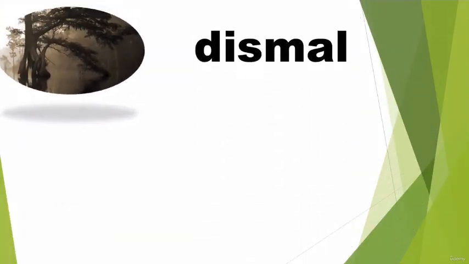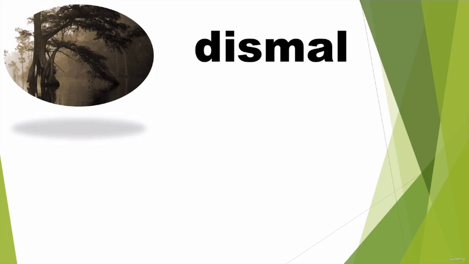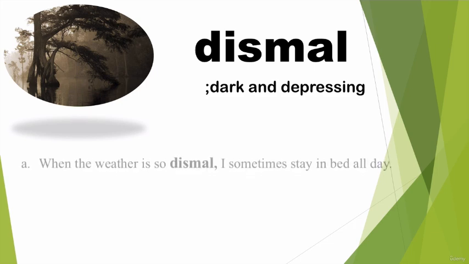Next word is dismal. Dismal. Can you guess the meaning of dismal? Just look at the picture. Dismal. So dismal means dark and depressing. Something that is dark and depressing. We can also use this word when you feel really bad, you feel dismal. Let me give you some examples.